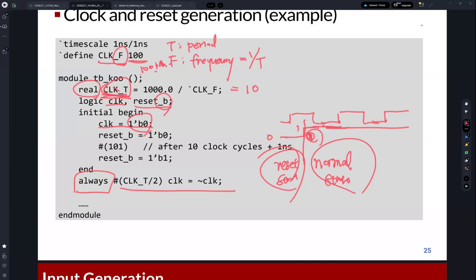You can find the reset_n here. Initially, reset_n is 0, as I mentioned, and then it is changed to 1. You can find the time delay here. Because the time unit is 1 nanosecond, after 101 nanoseconds, reset_n becomes 1, right?